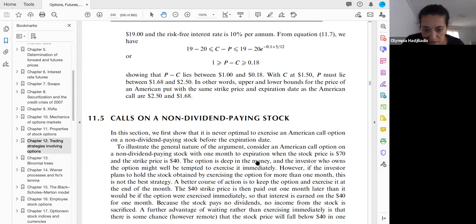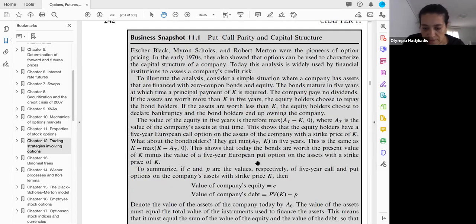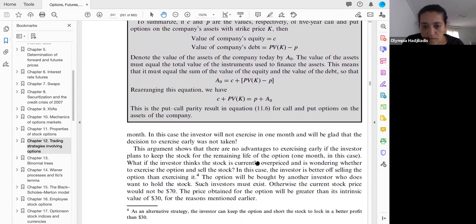A further advantage of waiting rather than exercising immediately is that there is some chance, however remote, that the stock price will fall below $40 in one month. In this case, the investor will not exercise in 1 month and will be glad that the decision to exercise early was not taken. This argument shows that there are no advantages to exercising early if the investor plans to keep the stock for the remaining life of the option, 1 month in this case.